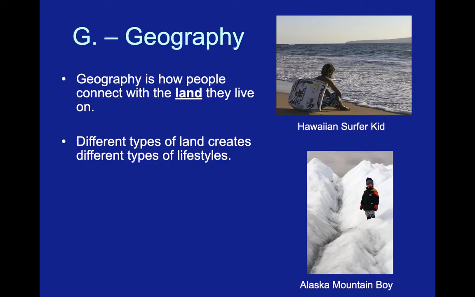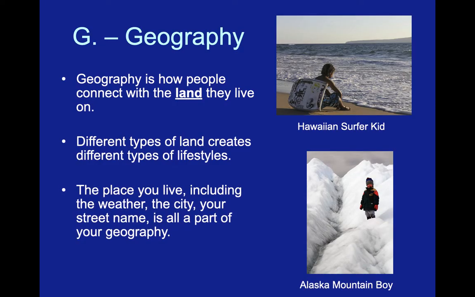So when we're looking at early civilizations, we want to look at how did the location that this civilization began affect the development of this civilization? How did the environment affect the people? How did the geographical features or the landforms around that environment affect people? The place that you live, including the weather, the city, your street name, is all a part of your geography.